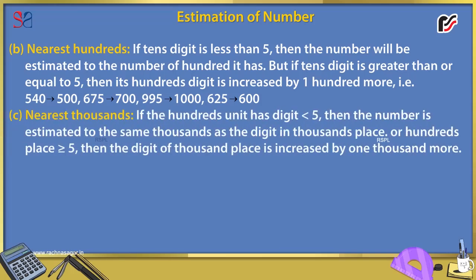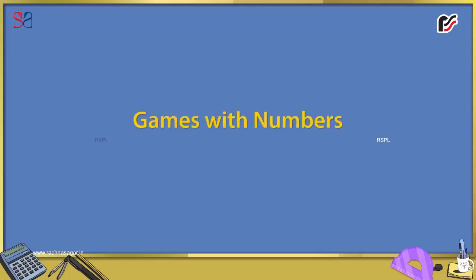C. Nearest thousands. If the hundreds digit is less than 5, then the number is estimated to the same thousands as the digit in the thousands place. For a hundreds place greater than or equal to 5, the digit of the thousands place is increased by 1000 more. 6,750 to 7,000. 3,215 to 3,000. 8,971 to 9,000.